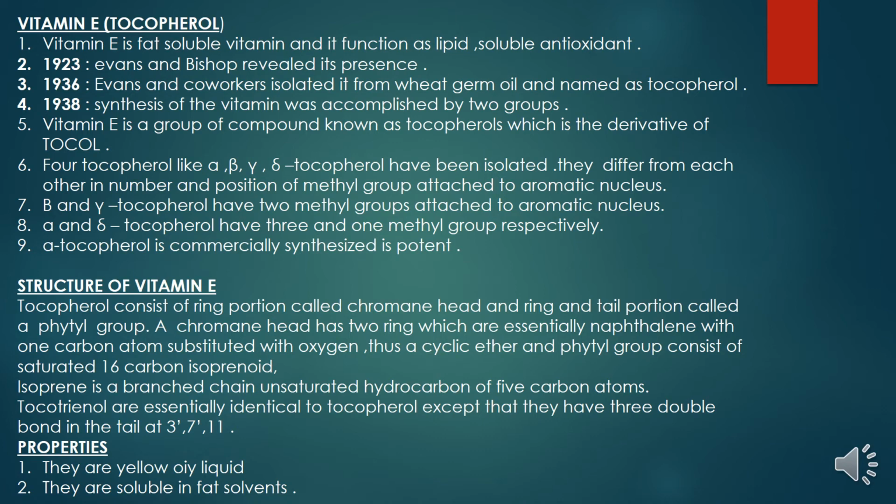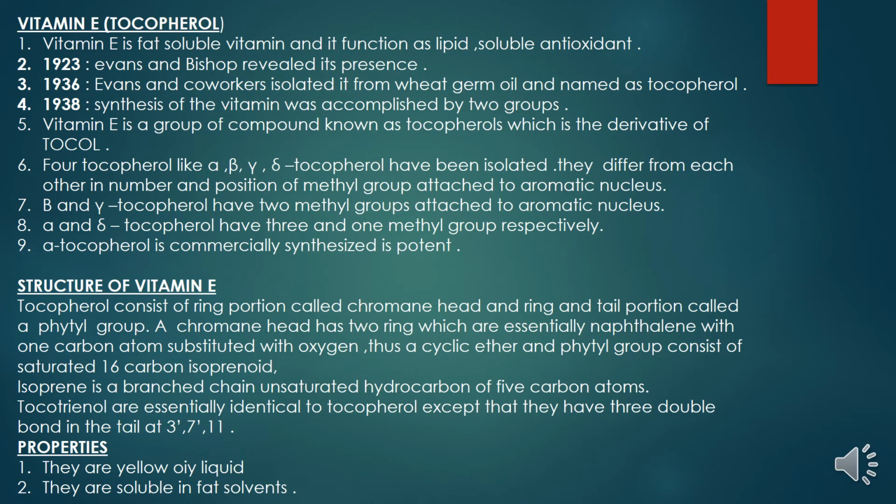Four tocopherols, alpha, beta, gamma and delta tocopherol, have been isolated, and they differ from each other in the number and position of methyl groups attached to the aromatic nucleus. Beta and gamma tocopherols have two methyl groups attached to the aromatic nucleus, and alpha tocopherol has three. Alpha tocopherol is commercially synthesized as the most potent.